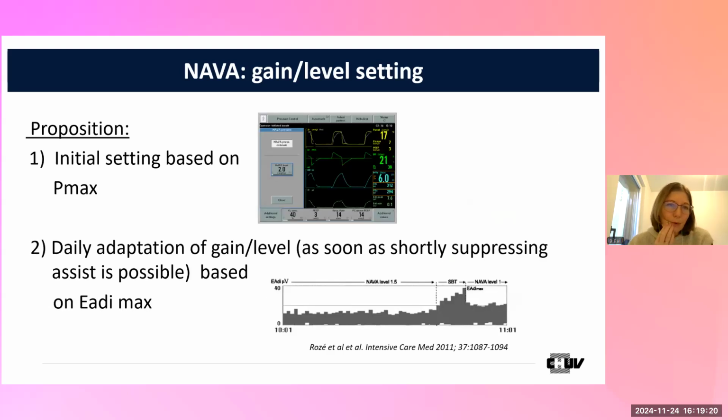And my proposal, if you use NAVA, is to set the first gain when we switch to the mode based on the ventilator available system in order to target the same pressure compared to pressure support or pressure assist control you used before, and then to adapt daily the gain using the technique of Adrien Rosé by measuring maximal EADI without assist, as soon as you can shortly suppress the assist, of course, and then titrate the gain to decrease this maximal value to 60 or 70% of the max.